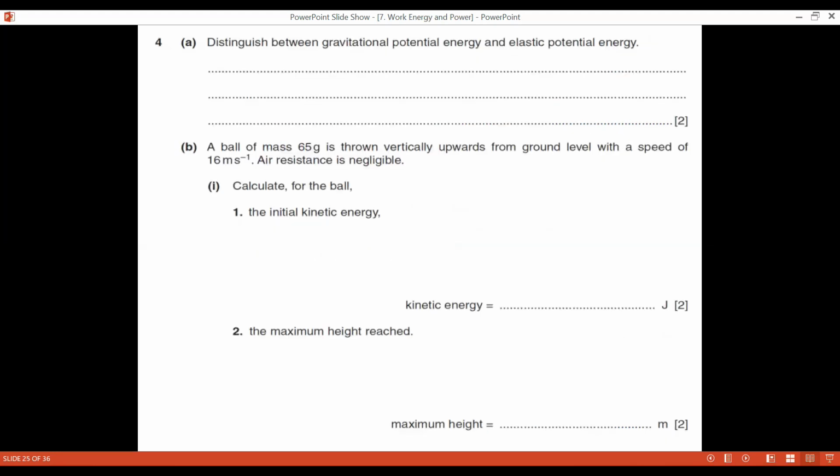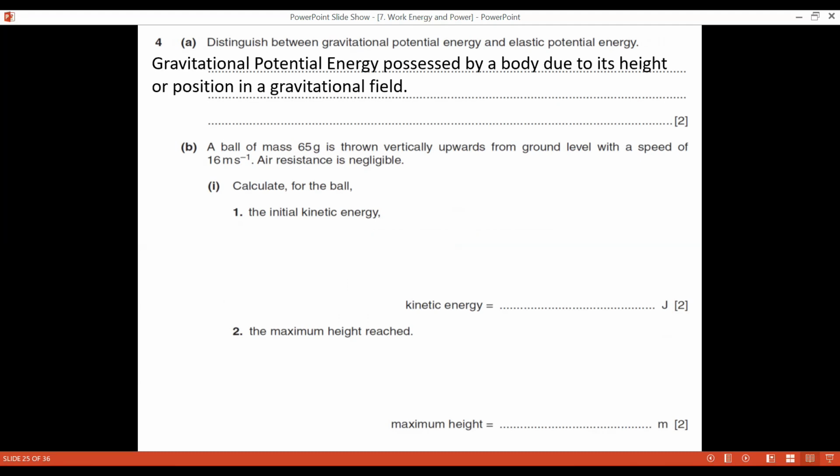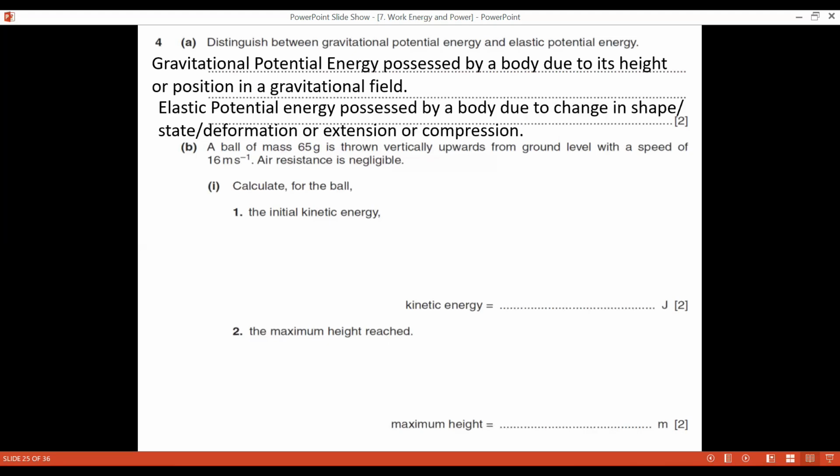Distinguish between gravitational potential energy and elastic potential energy. Definitions: energy due to the position in a gravitational field is gravitational potential energy, whereas energy possessed by a body due to change in state or shape, deformation, extension, or compression, is called elastic potential energy. That is half F into e, the formula. You should remember that as well because we are going to use that in some questions.